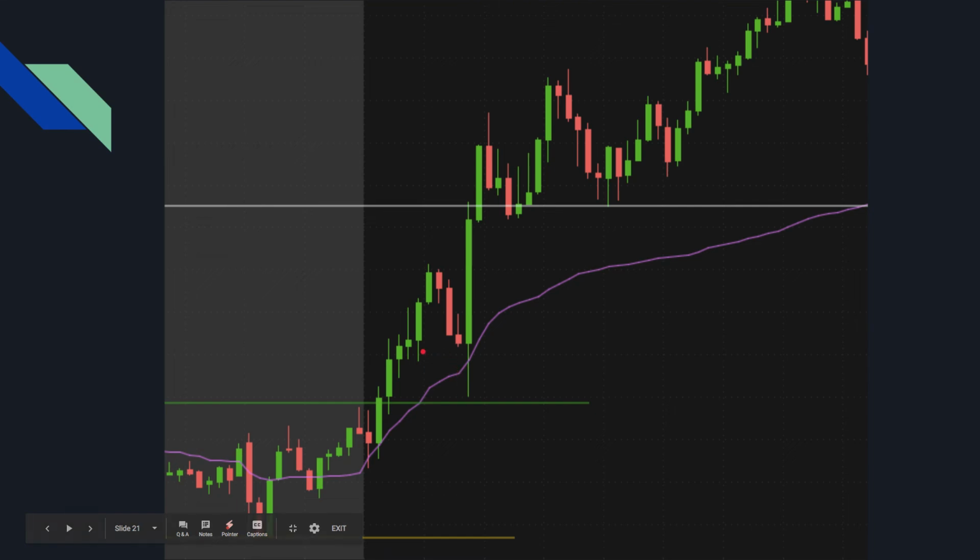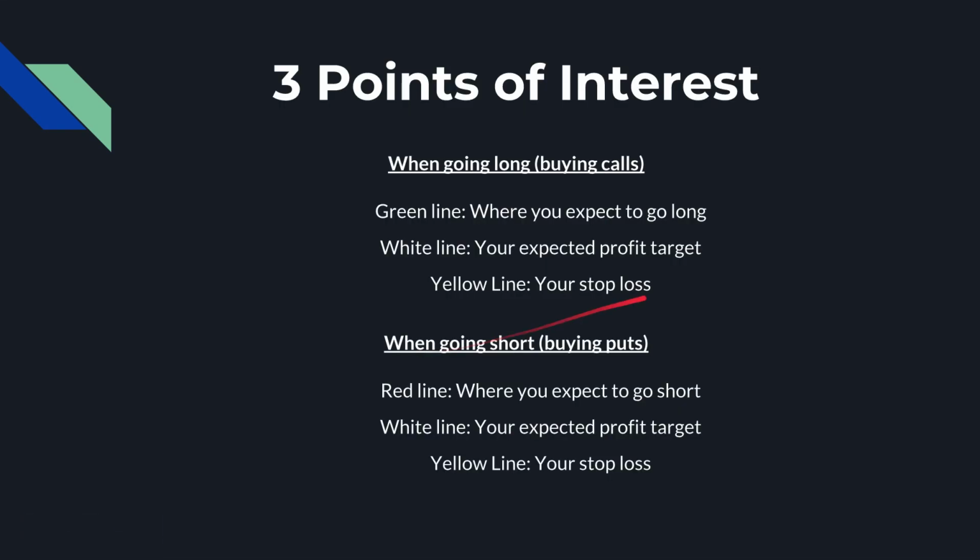So guys, just understand that you always, always, always understand your 3 points of interest: where you expect to go long, where you expect to go short, where you expect to take profits, and your stop loss, no matter what. 3 points of interest. If you understand anything, understand that. You must know where you're getting out for a profit or a loss.